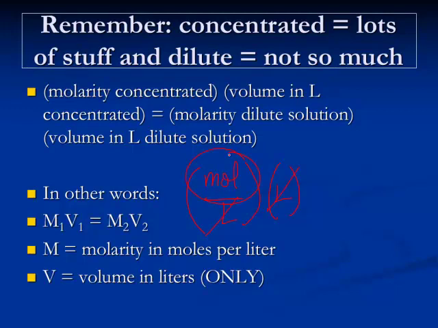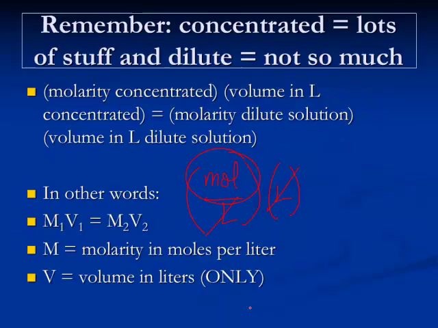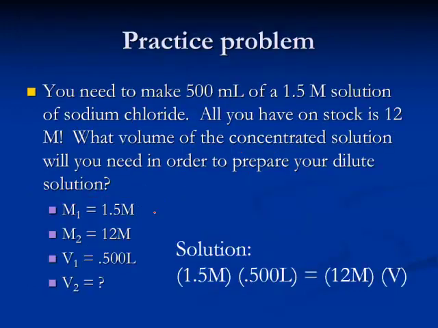This is what I was just trying to show you in the previous slide. See, the moles didn't change. It was the denominator volume that changed. So when you dilute something, the overall number of moles of solute doesn't change at all. It's just the overall volume that changes. Alright? So anyway, handy little formula right here. Let me show you how to use it, okay?